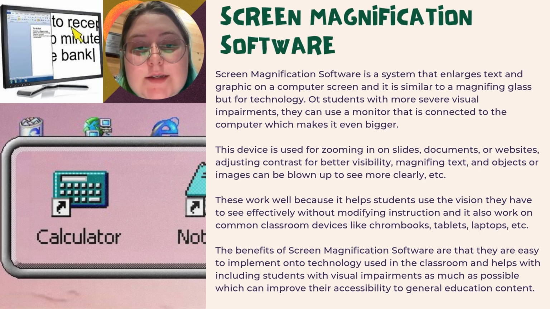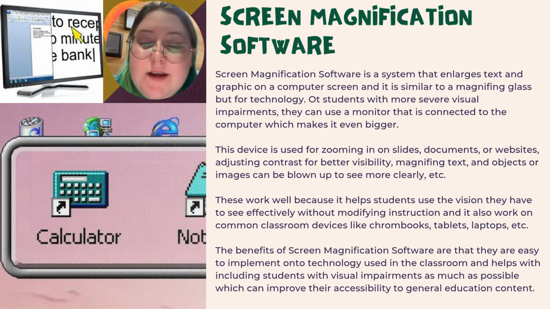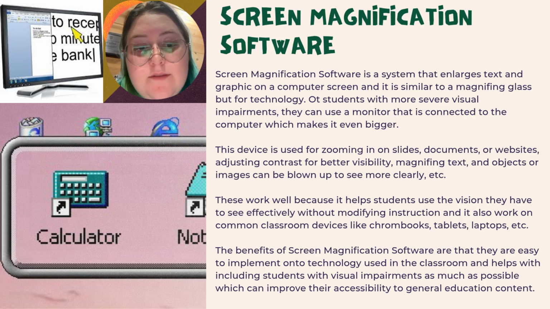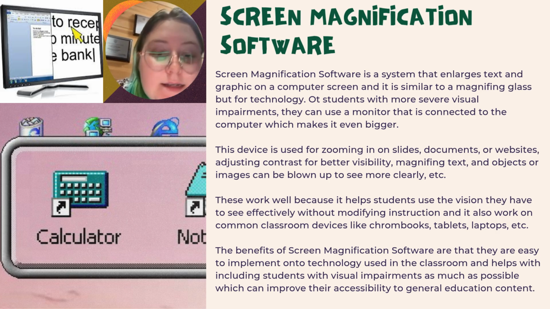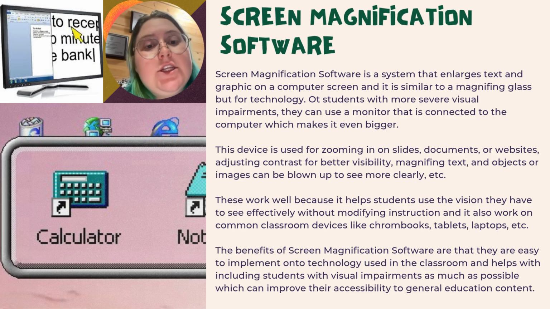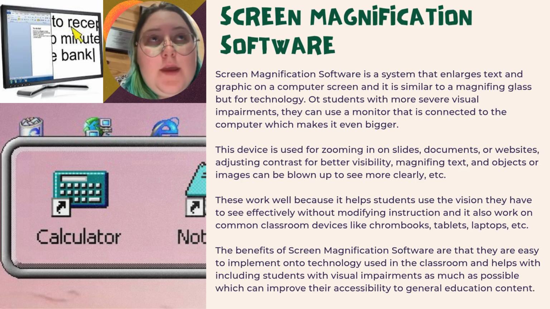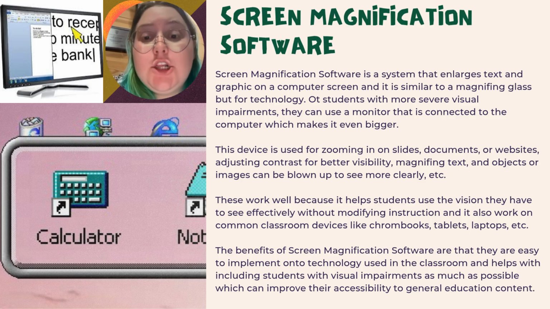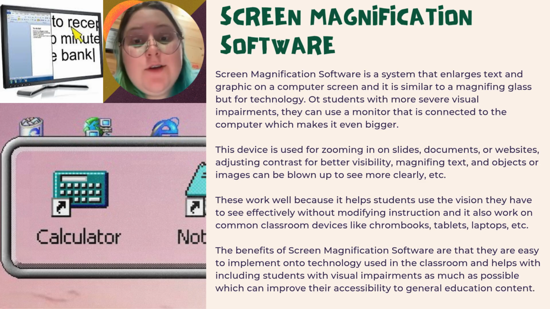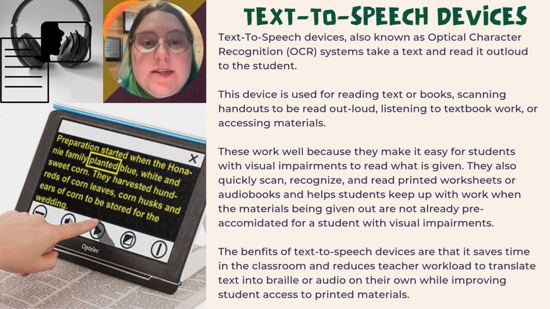These work well because it helps students use the vision they have to see effectively without modifying instruction, and it also works on common classroom devices like Chromebooks, tablets, laptops, etc. The benefits of screen magnification software are that they are easily implemented into the technology that's already used in your classroom, and they help students with visual impairments as much as possible. And it helps let them be included in what you're doing in the classroom, which can improve their accessibility to the general education content. Text-to-speech devices.